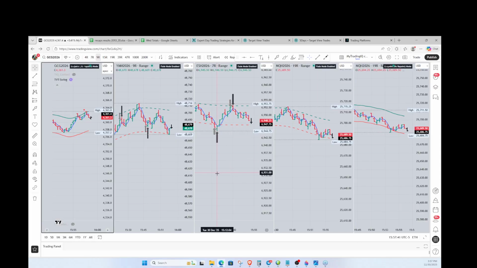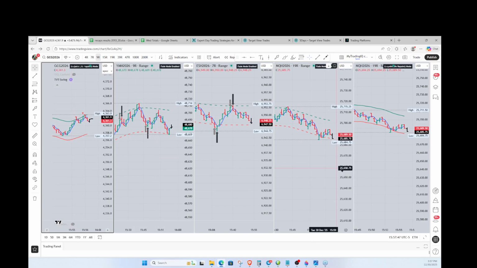We're just not getting any gray arrows here, guys. I don't know that we're going to get another trade. I don't know that it's going to happen.